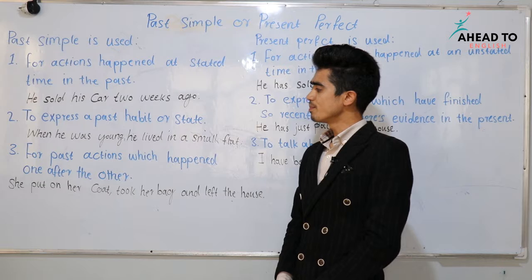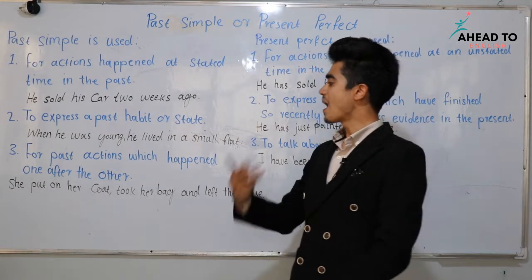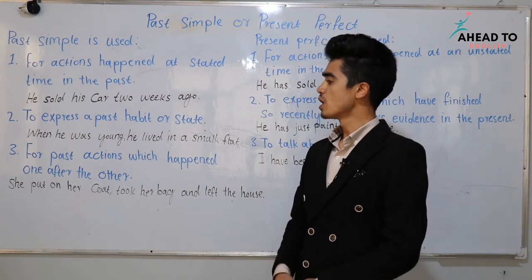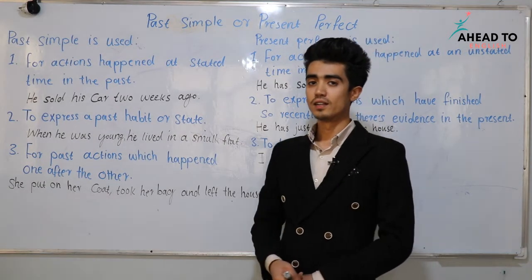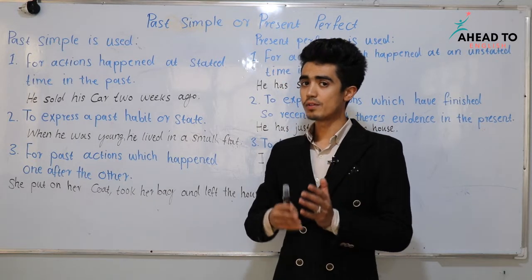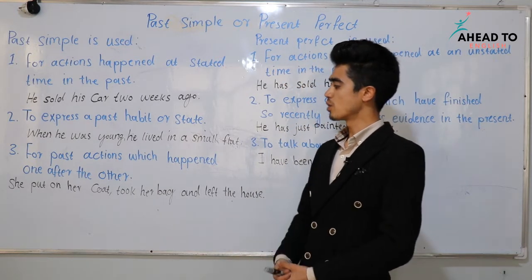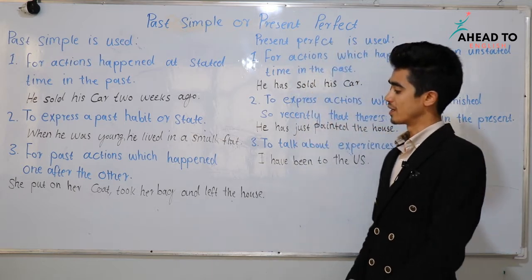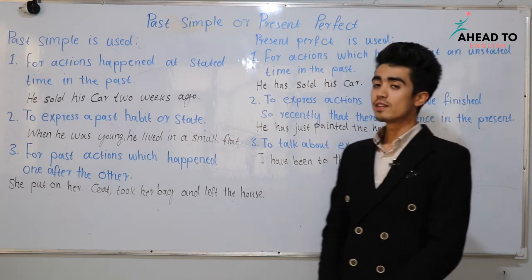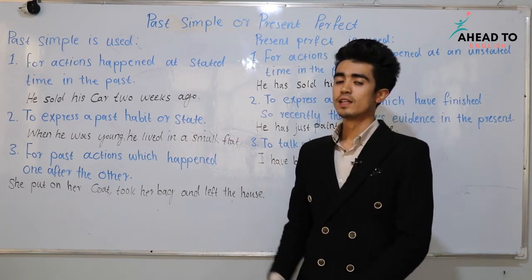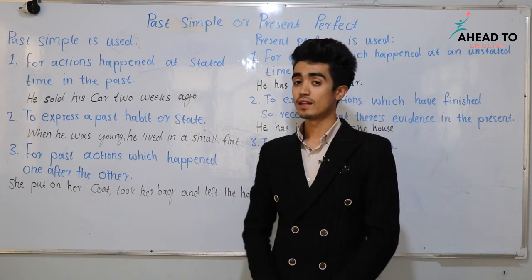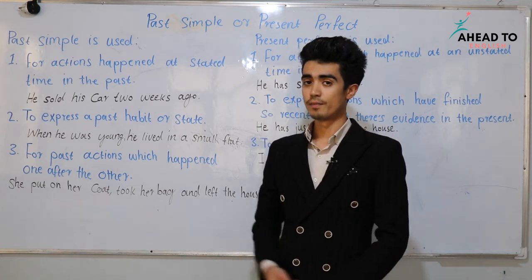We use past simple for past actions which happened one after the other. Actions happened one after the other. For example, she put on her coat, took her bag, and left the house. The actions happened in chronological order.